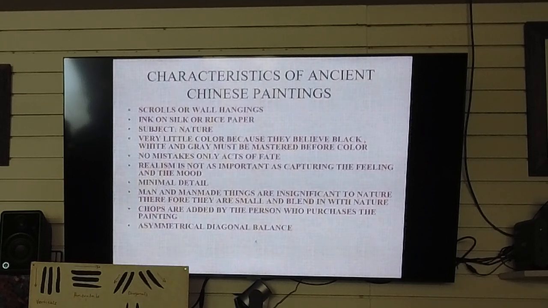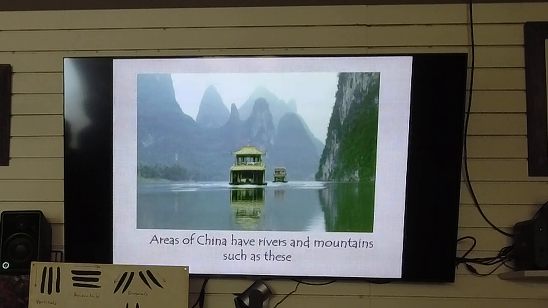They have very asymmetrical balance, which again is very different from the Western world. We're all about symmetry usually, and even asymmetry, it's this kind of thing. Diagonal balance goes this way, and it's asymmetrical. And they'll balance negative space with positive space.